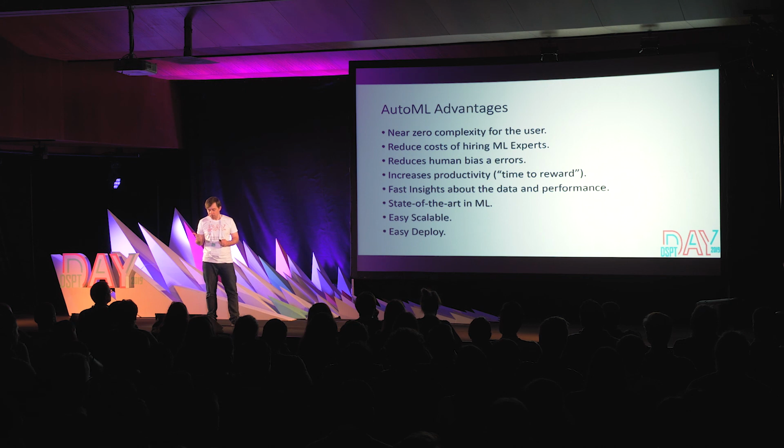So the advantage of AutoML, in my viewpoint, is near-zero complexity for the users. AutoML is for everyone, not only experts, right? It reduces costs of hiring ML experts, anyone can use it, including ML experts, to make life easier and more productive. It reduces human bias and errors, because it's not using any human intuition or bias to build the models or tune the hyperparameters. It increases productivity, with fast insights about data and performance.